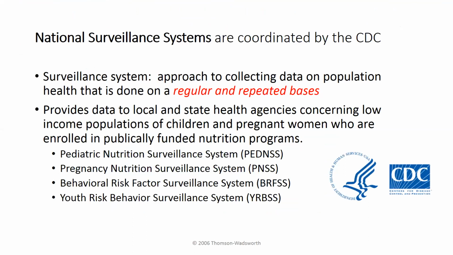The Centers for Disease Control also does some of their own surveillance. A reminder, surveillance is done on a regular and repeated basis. They give this data to local and state health agencies, especially agencies that work with our low-income population, children, pregnant women who are enrolled in publicly funded nutrition programs. So as you would guess, WIC is a major target. And they need to know who's using these programs, how effective are they, are they making any difference? So the 4 are listed here. We're going to talk about them in more detail.